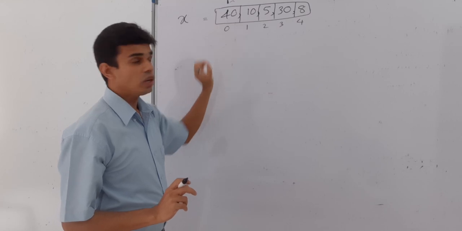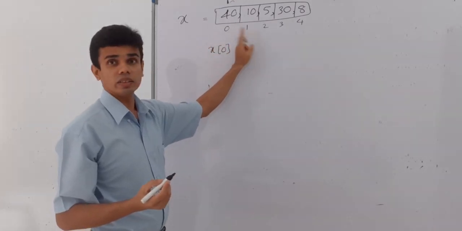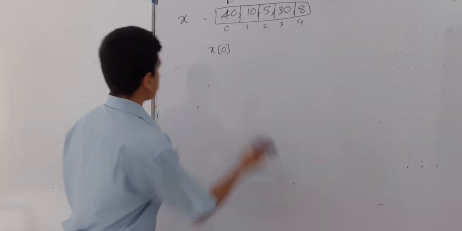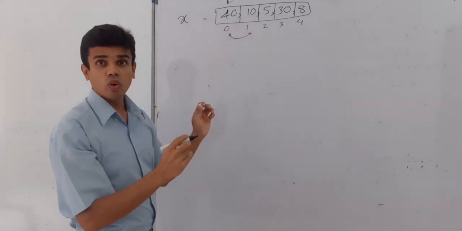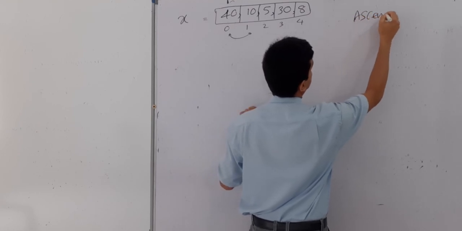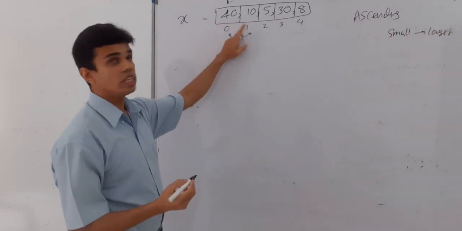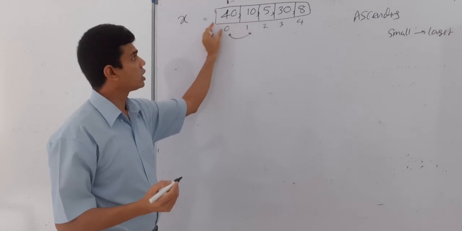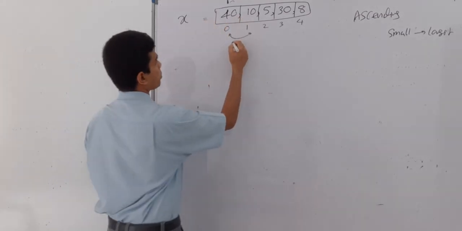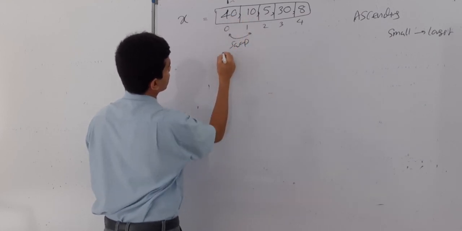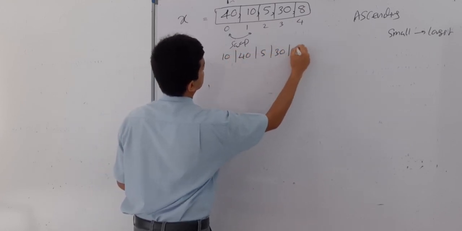What I can do here is take the first item, that means X0, and compare that value with the others. Simply, we take the first number and compare it with the rest. Now, we want to arrange this in ascending order, smallest to largest. We compare the first item with the second item. If it is in ascending order, the smallest should come at the front end, so we'll swap it. After the swapping, 10 will come at the front, then the next item is 40, next is 5, then 30 and then 8.